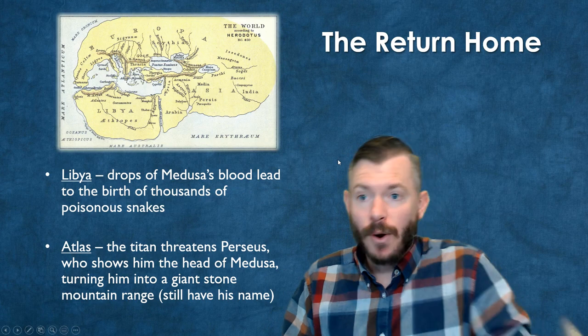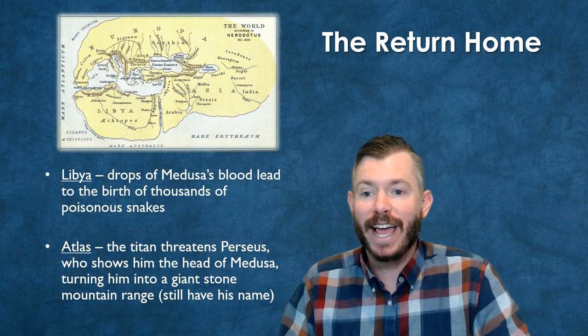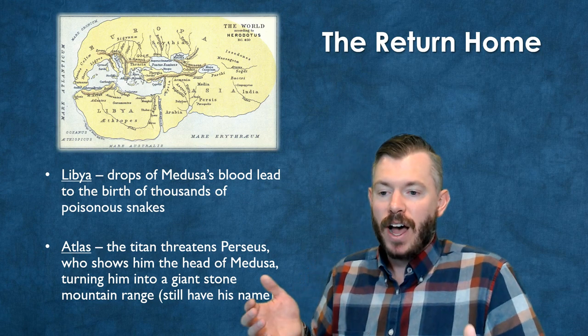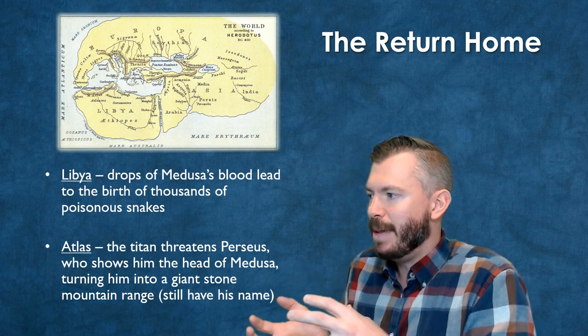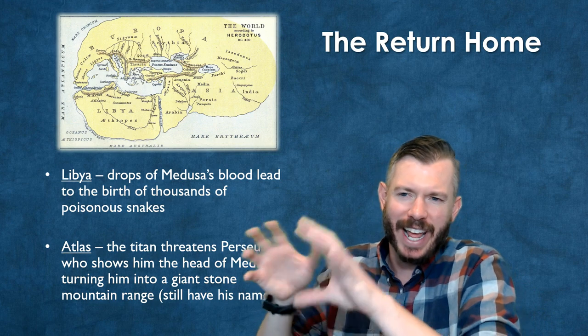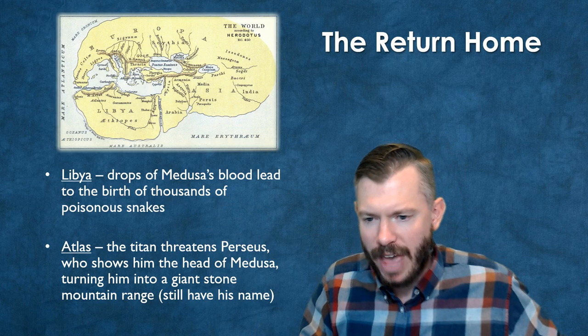Okay, so the story of Perseus is not yet over though, right? He's got the head of Medusa, but now he's got to get home, and the journey home is just as problematic. So first off, he ends up journeying through Libya, right? And Libya, it's a modern day country. In antiquity, it's seen as a bigger region in North Africa.